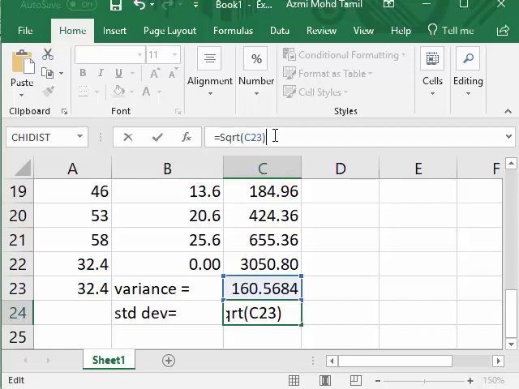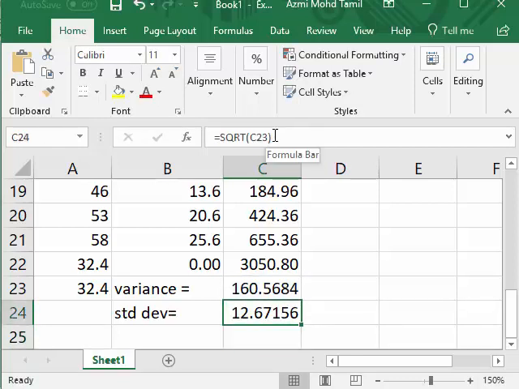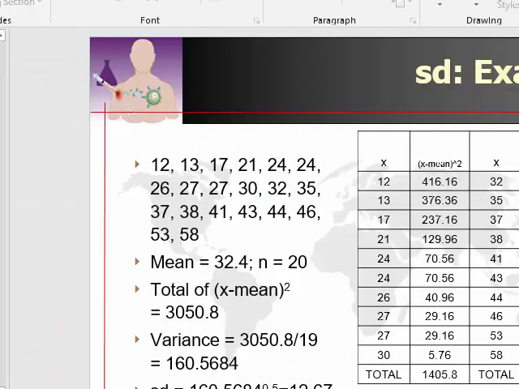Doktor tu bukan square root, tu squirt. Lebih kurang lah, lebih kurang. Okay, SQRT is a command. Okay, so that is the standard deviation. And that is how you calculate the standard deviation and the variance.